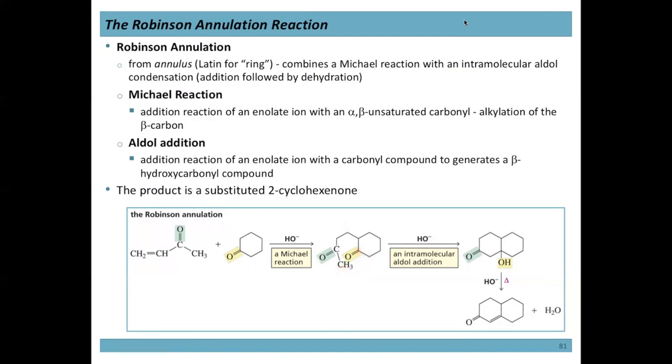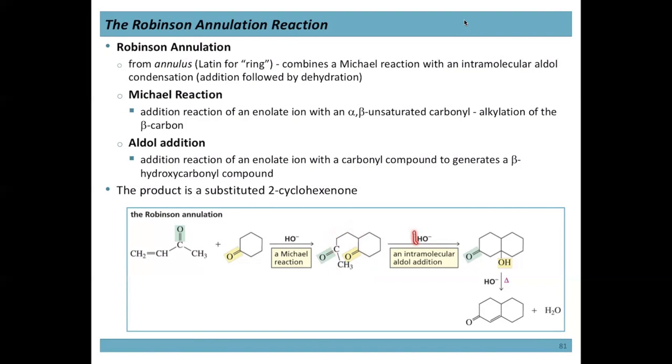Remember when we did the intramolecular aldol, we counted from the alpha position. So I could start here, count 1, 2, 3, 4. Well, I don't want a 4-membered ring. A 1, 2, 3, 4, 5, 6-membered ring would be much better.